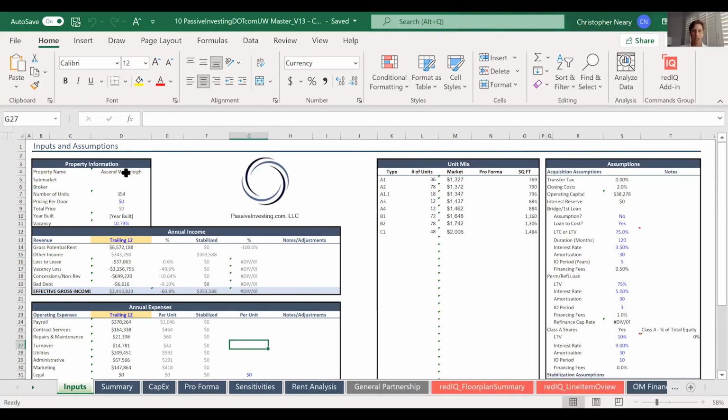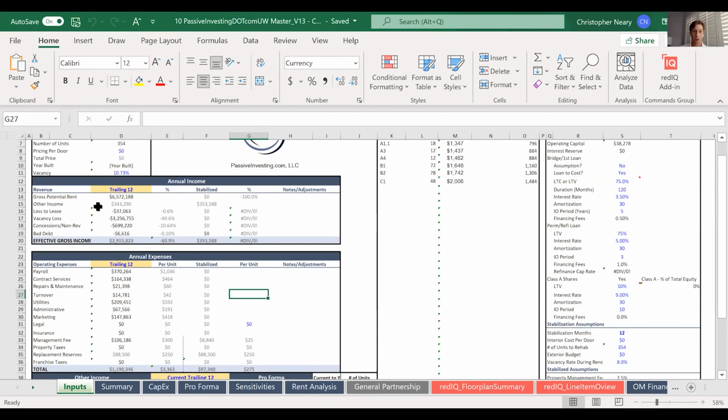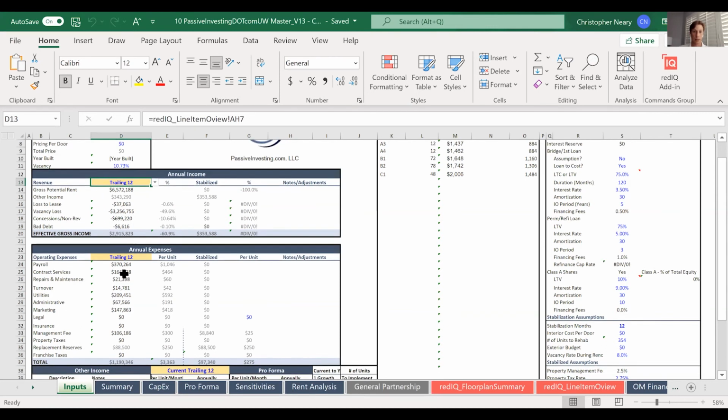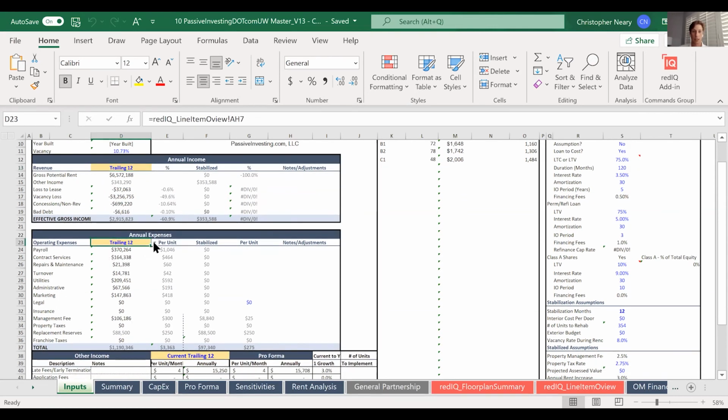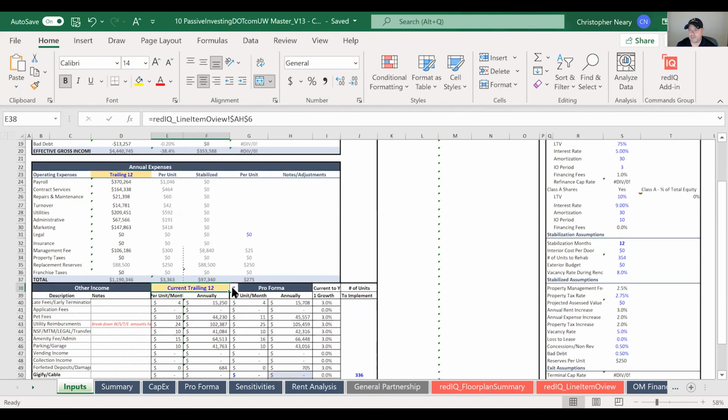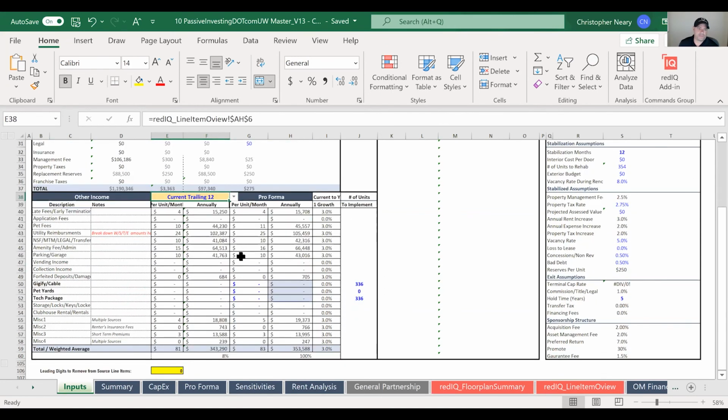So it gives you the name, the number of units. This is all the historicals or trailing numbers, so the income compared to the expenses. And what's great is you can filter through this. You can do 6 months, trailing 3 months, trailing 1 month, or year to date. And you can do that on revenue and expenses separately. So you could do a T3 income and a T12 expense or whatever. It's flexible that way, so you can look at it any way that you want to. And same thing with other income.